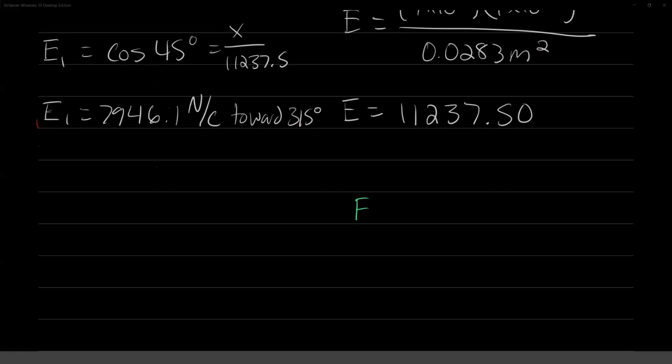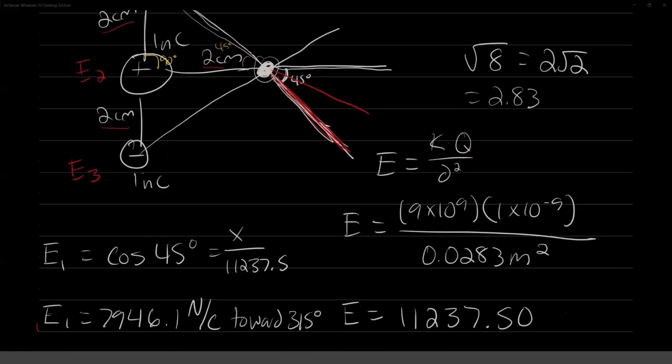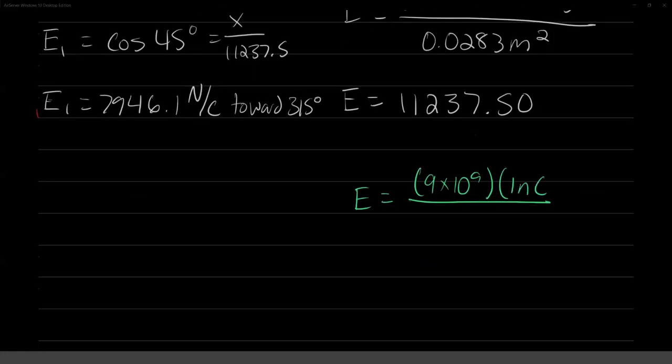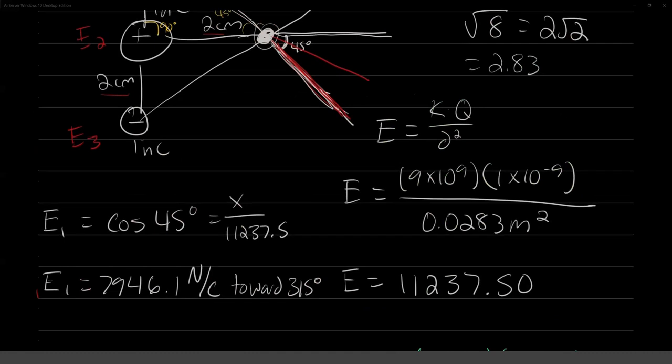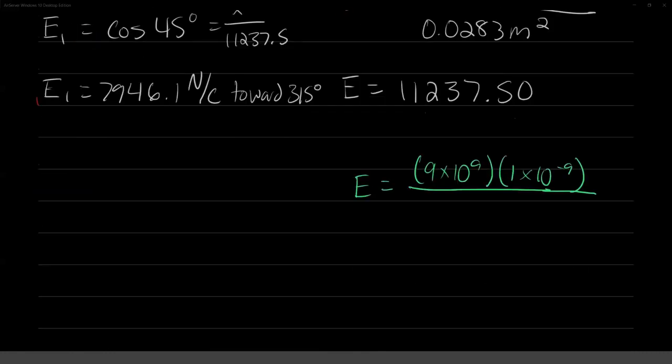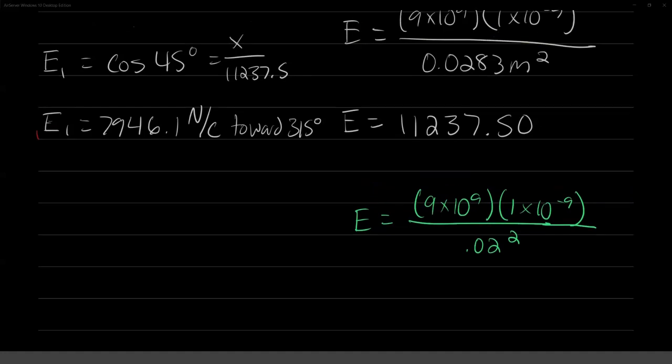So we'll say E equals, we still have to use that K, so 9 times 10 to the 9. We still have 1 nanocoulomb. I'll write that out: 1 times 10 to the minus 9. And then we have 2 centimeters this time, squared, which will be 0.02 squared, because we have to convert to meters, right? So let's plug that in. 9 times 10 to the 9 times 10 to the minus 9.